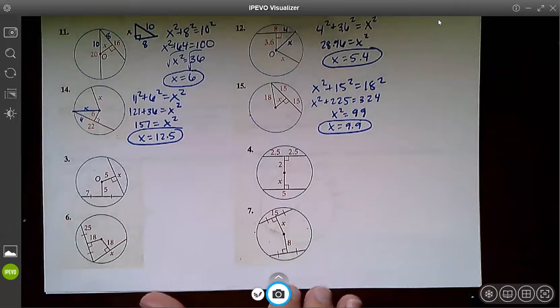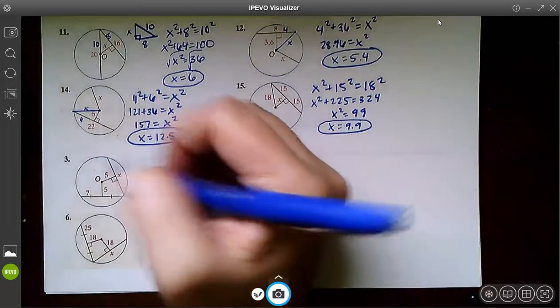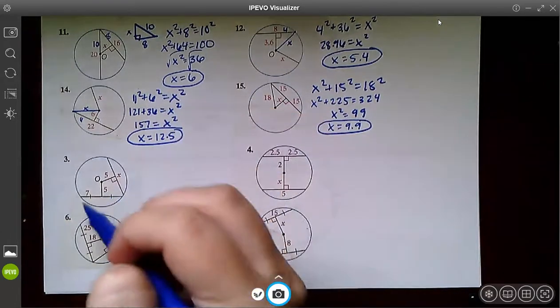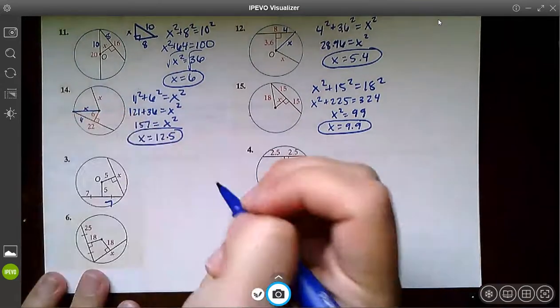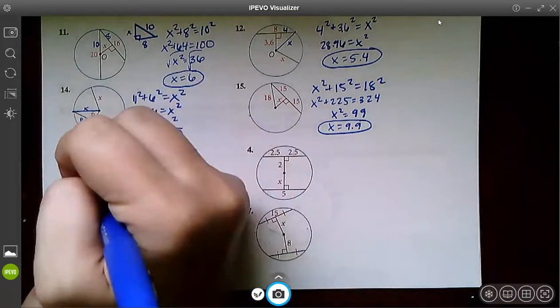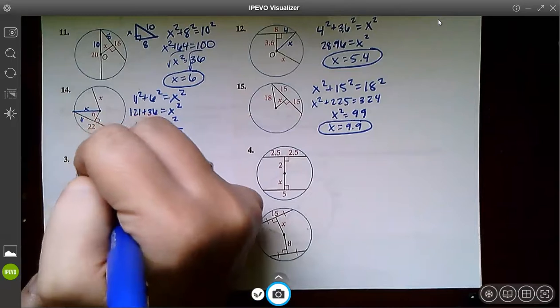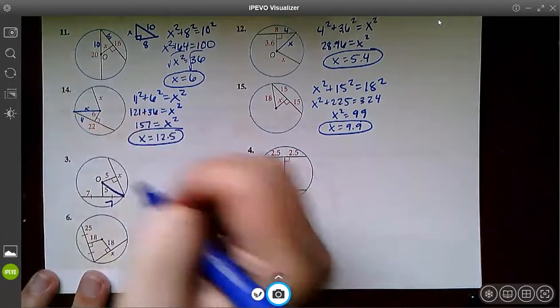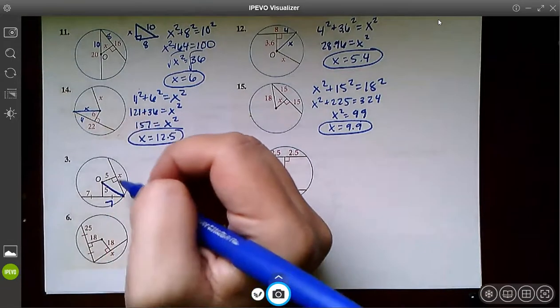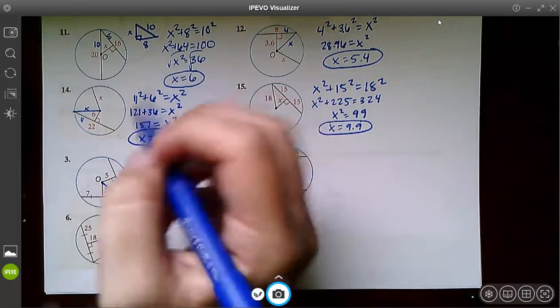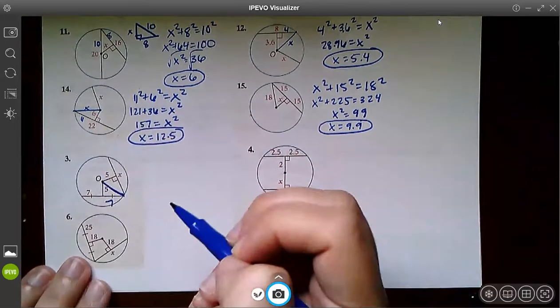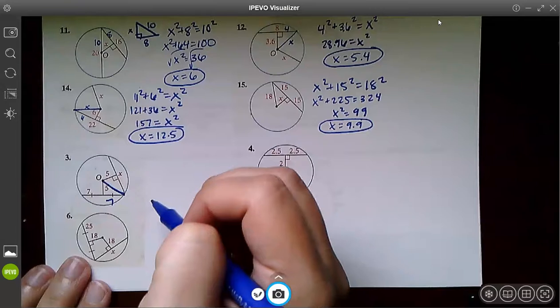The next one. So this time we want to find this whole length. We're given that this is 5 and that this is congruent to that. This piece is 7, so that makes this piece 7. So what I'm going to do here is find my radius. And then I'm going to use that radius to find half of this segment and then double it to find the whole thing. So 7 times 2 is 14 there.